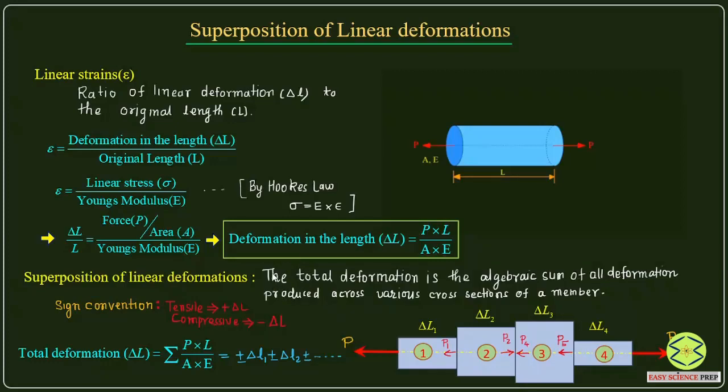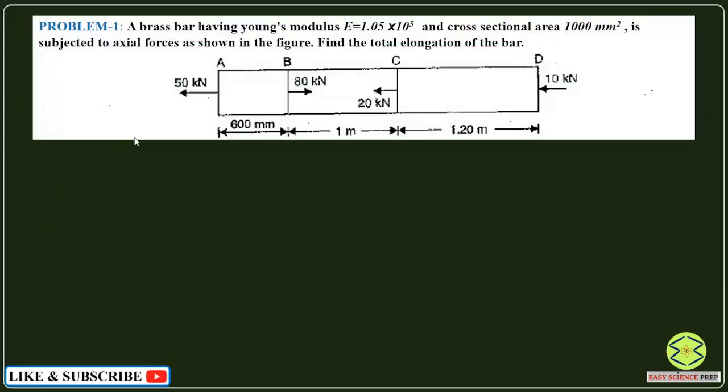So we will do one example based on this in order to find the overall deformation in the member by using superposition of linear deformation. So let's see one example here. Now we have a problem here, you can see. Let me read the question for you. A bar having Young's modulus E equal to 1.05 × 10^5 megapascal and cross-sectional area 1000 mm square is subjected to the axial forces as shown in the figure. Find the total elongation of the bar.